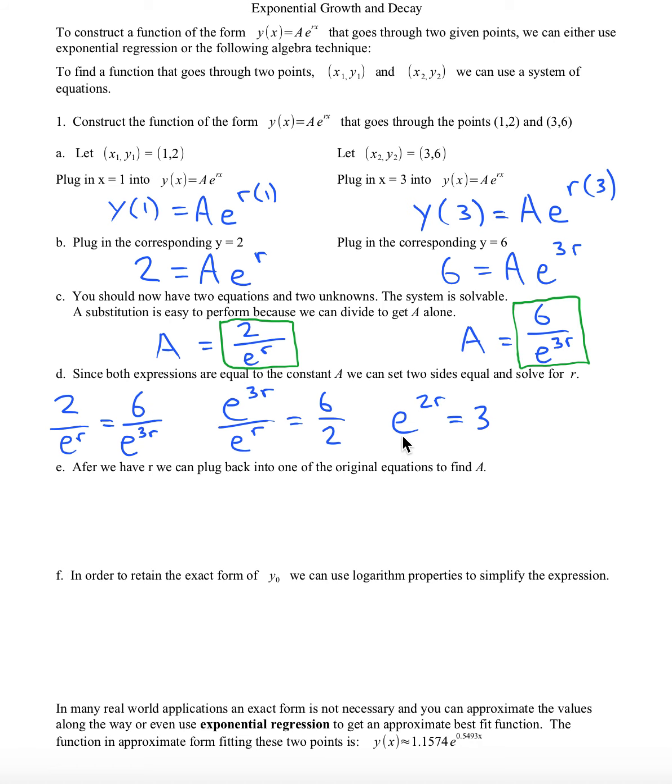And now when we have e to a variable here, we need to get rid of that e by using an ln. So we need to ln both sides of the equation. Natural log and e are inverse operations. They cancel each other out, so we would be left with 2r equals ln 3. Therefore, r equals ln 3 over 2.